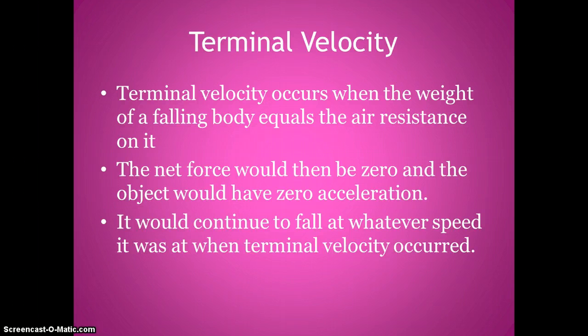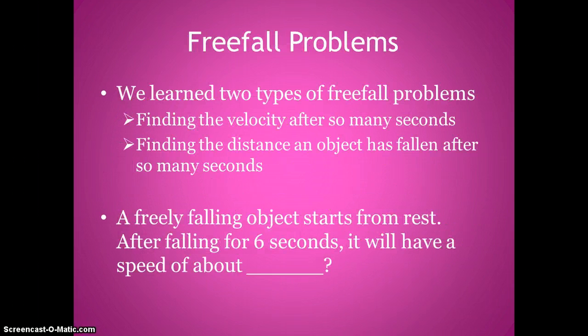Terminal velocity. This occurs when the weight of a falling body equals the air resistance on it. So weight would be going down, air resistance would be up. The net force would then be zero, and the object would have zero acceleration. It would continue to fall at whatever speed it was at when terminal velocity occurred.